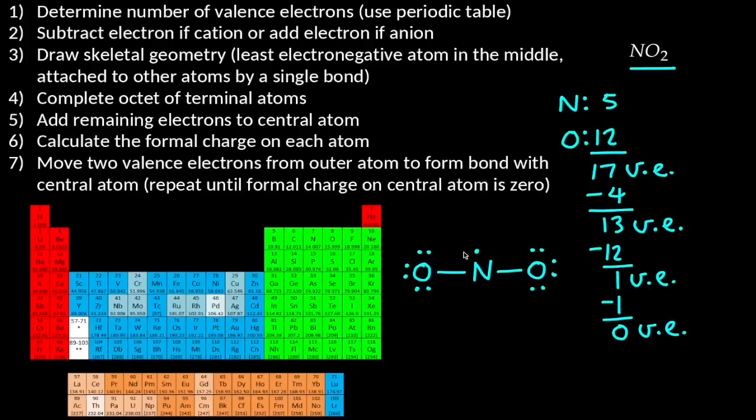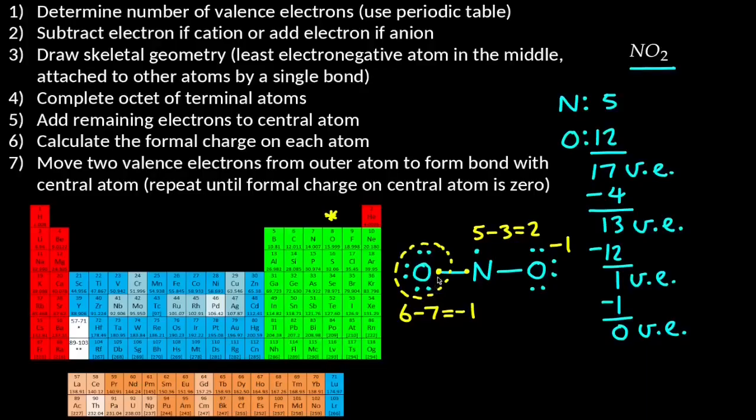And now we calculate the formal charge, which assumes that the electrons are shared equally in each bond. So what we do is just subtract the number of assigned electrons from the number of valence electrons. So oxygen has 6 valence electrons, and we have 7 assigned electrons. So the same thing for this oxygen. And nitrogen has 5 valence electrons minus 3 assigned electrons, which gives a formal charge of +2.